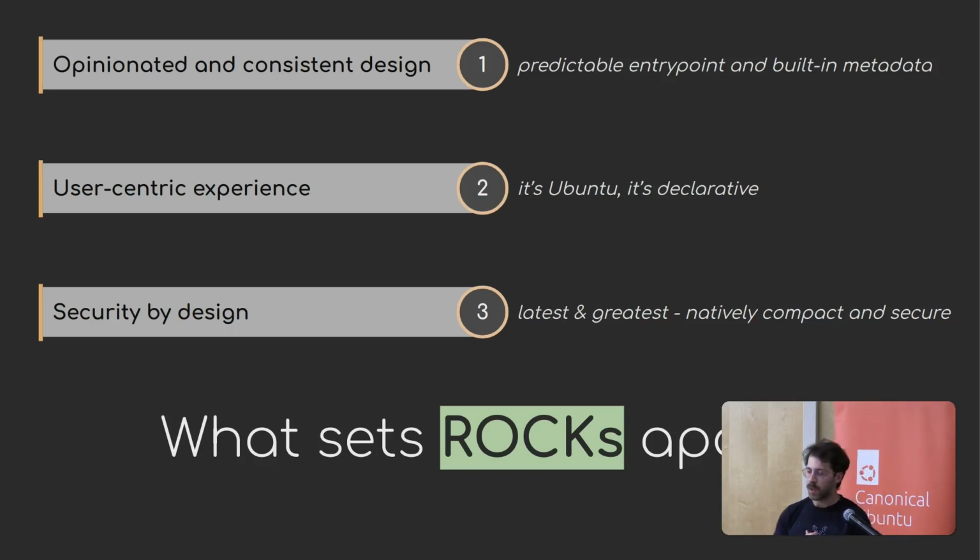So what sets Rocks apart from other container images is its design. It starts with an entry point. All Rocks have the same entry point. It's an init process that we have built at Canonical, and all Rocks start with it. So if you want to put your application in a container, in a Rock, that init process will launch your application. Your application will not be the entry point per se. It will be executed by our entry point.